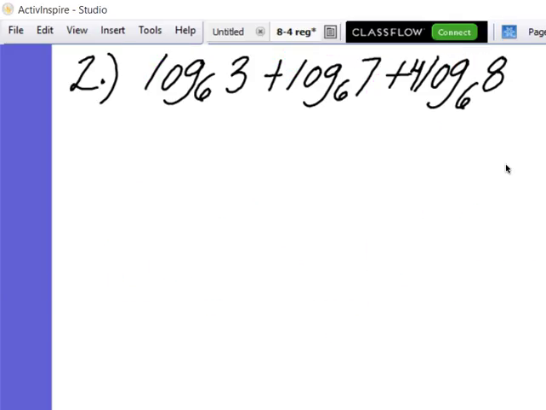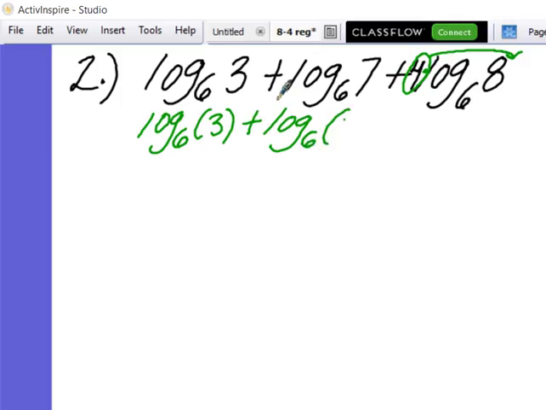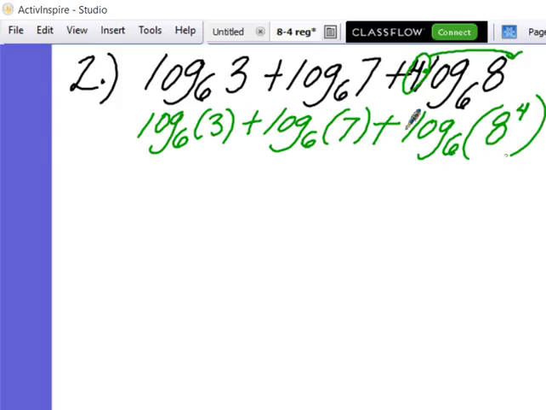The first thing you've got to do is ask, do I have the same base here? Log to the base 6, log to the base 6, log to the base 6. Yes. Now the first thing you've got to do is fix your powers. Anything multiplied used to be a power. So let's take the 4 and put it back up here where it should have been. So we really have log to the base 6 of 3, if we want to get technical, put parentheses, log to the base 6 of 7, plus log to the base 6 of 8 to the 4th. Now when you multiply, you add. So when you add, you multiply.